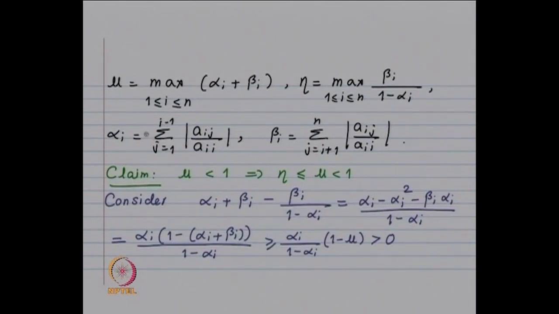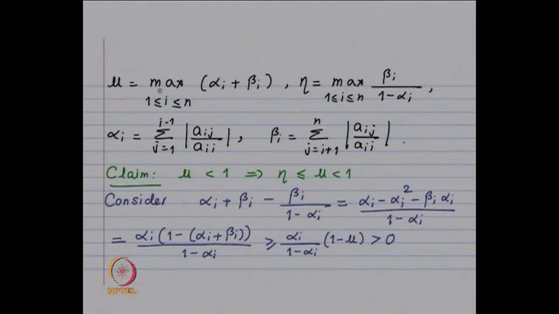Here mu is the maximum of alpha I plus beta I, 1 less than or equal to I less than or equal to n. Eta is the maximum of beta I upon 1 minus alpha I. I consider alpha I plus beta I minus beta I upon 1 minus alpha I. This will be equal to alpha I minus alpha I square, since this beta I and this beta I will get cancelled. So, you will have minus beta I alpha I divided by 1 minus alpha I. So, this is nothing but alpha I times 1 minus alpha I plus beta I upon 1 minus alpha I.